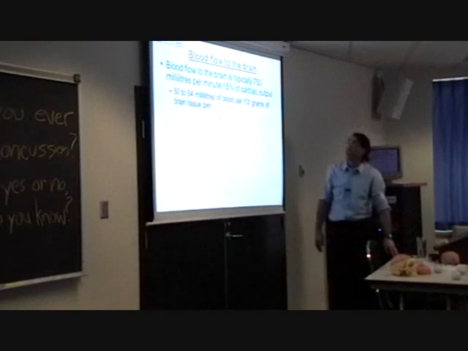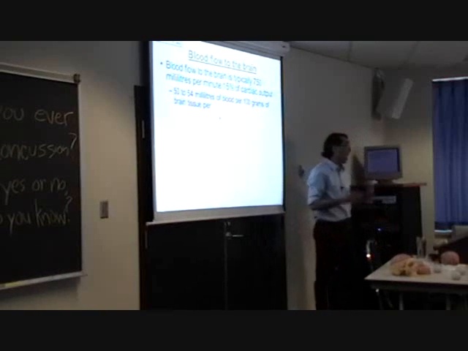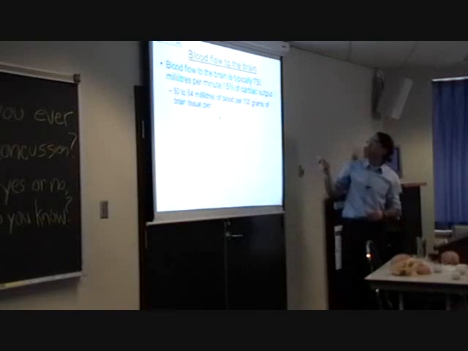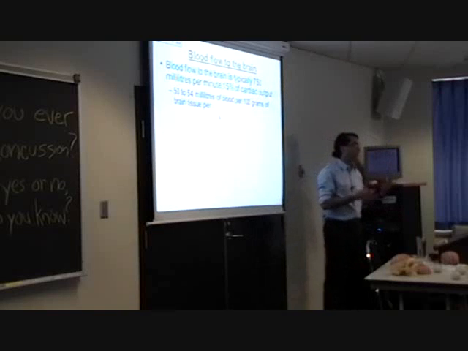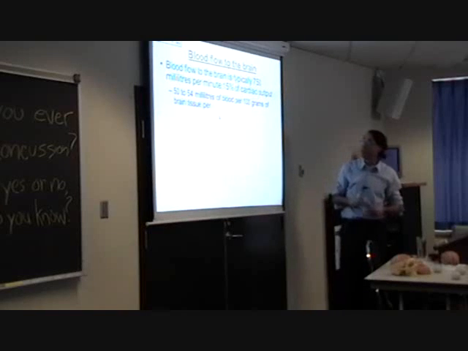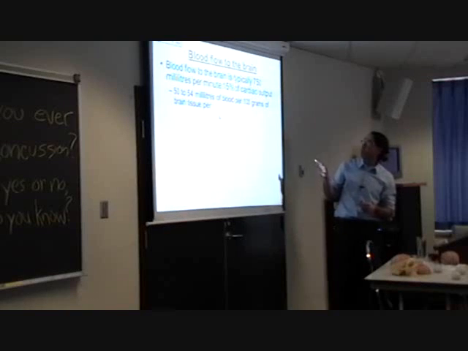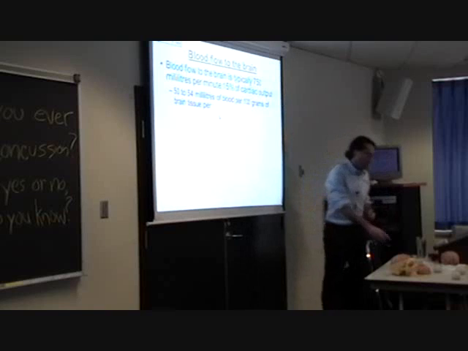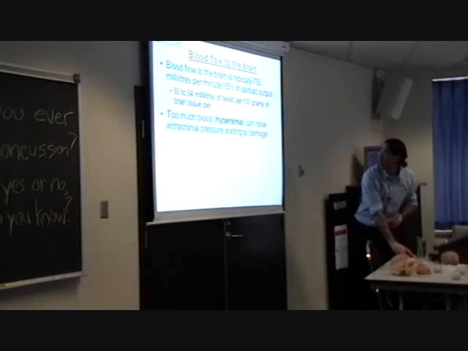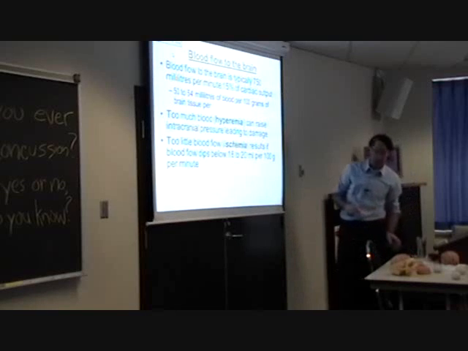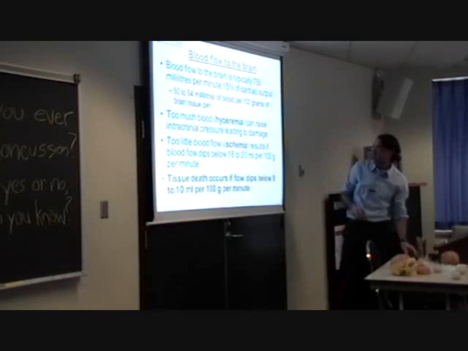Again, I think this is interesting to think about, how much blood goes into your brain. Blood flow to the brain is typically 750 milliliters per minute. So 15% of your heart's output goes to your brain. Your brain is kind of a pig. It's 50 to 54 milliliters of blood per 100 grams of brain tissue. That might not mean anything, but what I think is worthwhile is to compare it.